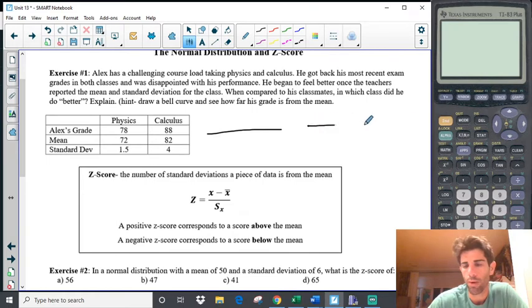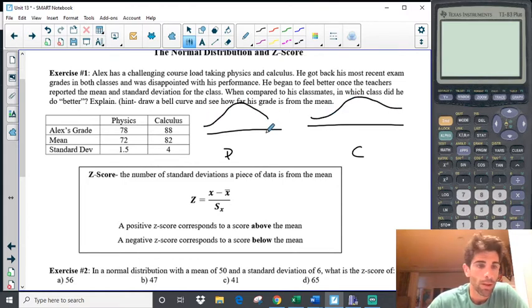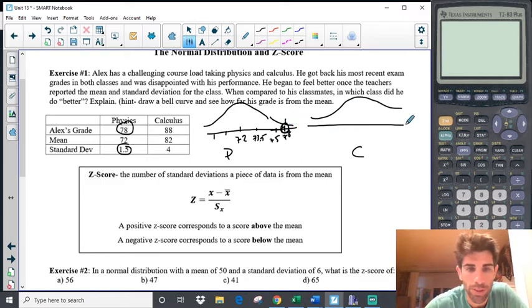Alright, so we're going to have two bell curves, one for physics, one for calculus. Here's a bell curve, the mean's in the middle, the 50th percentile. For physics the mean is 72, and the standard deviation is 1.5. So the next standard deviation would be 72 plus 1.5, which is 73.5. Another standard deviation from there is 74.75, and you could do the same thing below. Alex's grade was a 78, so he's way up here, past the third standard deviation. So he's in like the 99-something percentile.